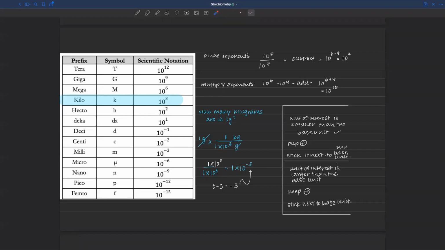All right. Let's try another example to kind of drive this home. Let's say, how many megagrams are in 10 grams? Let's try that one.